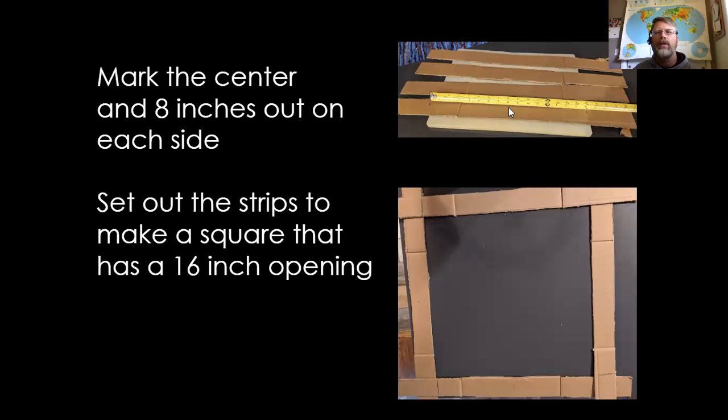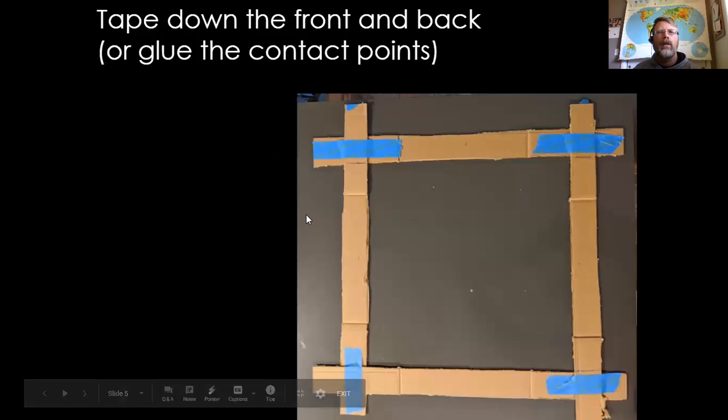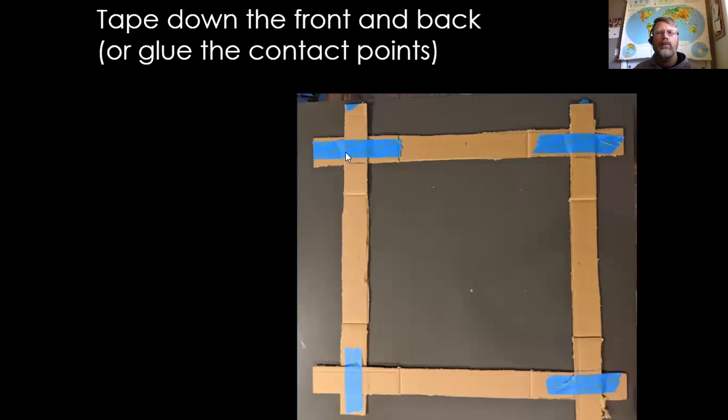I mark the very center of the cardboard, and then I go out 8 inches and mark those points as well. Okay, now I know where to put the cardboard and where to tape it down. So I set out the strips, making sure that the inner dimensions are 16 inches inside the cardboard. Okay, and then I tape down all the pieces.